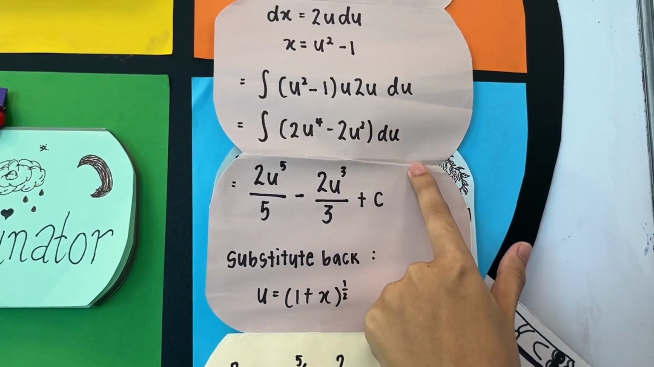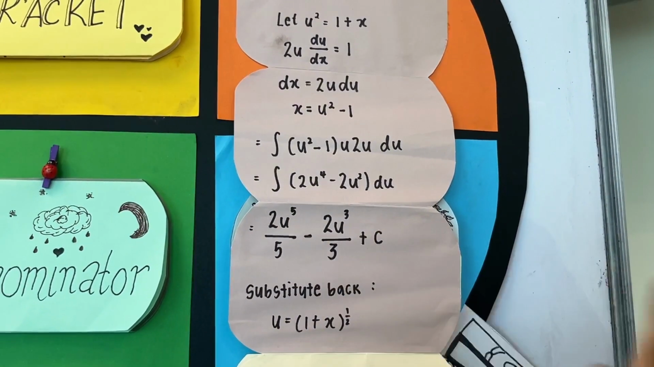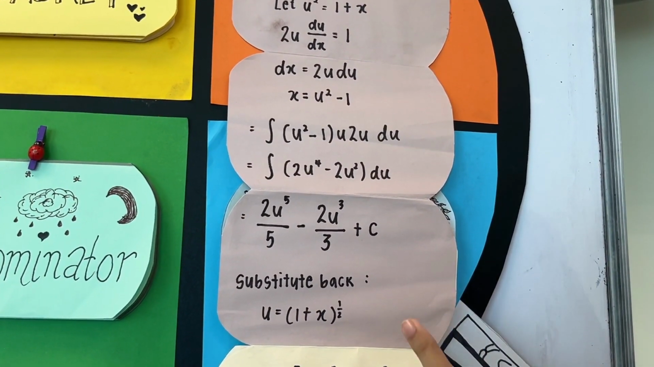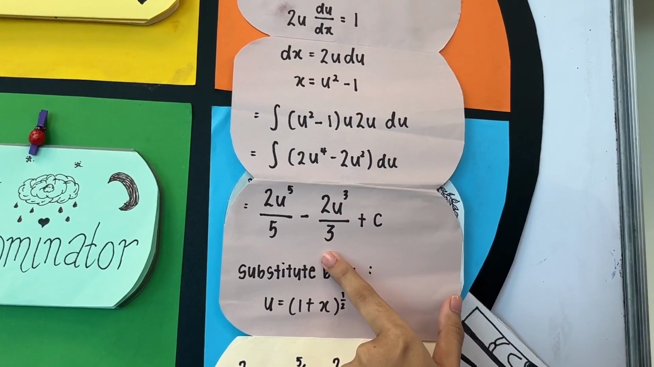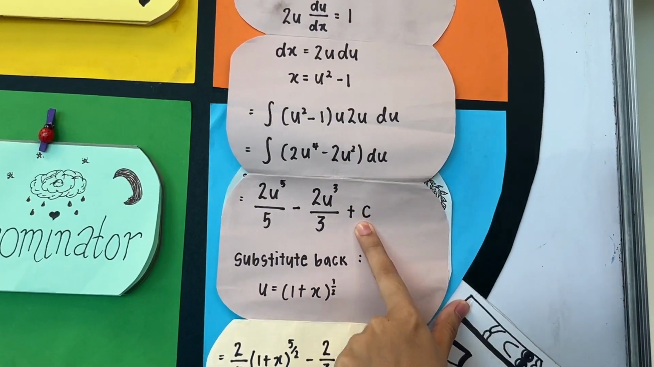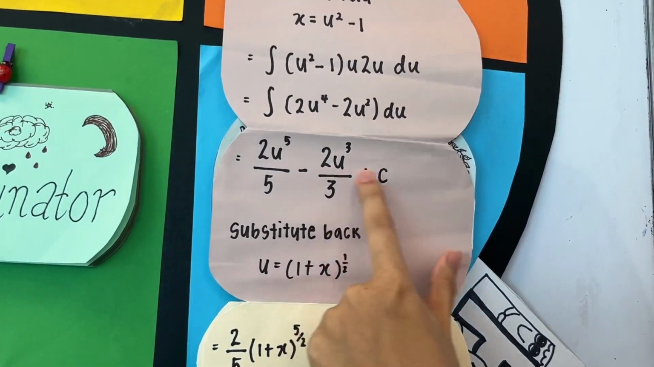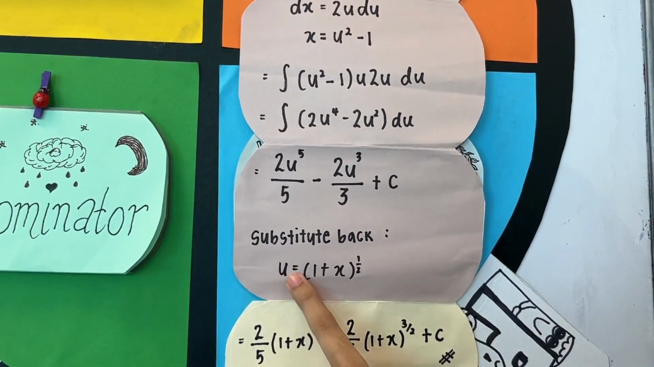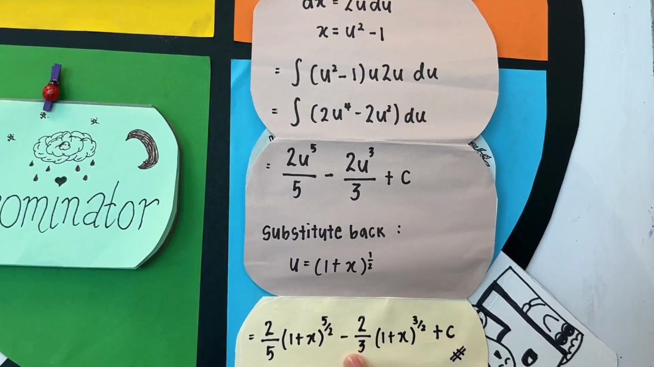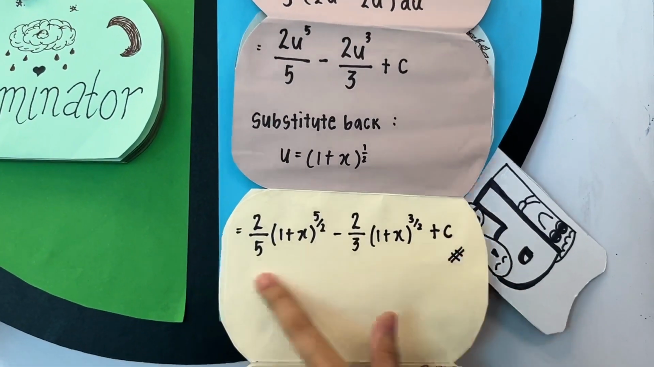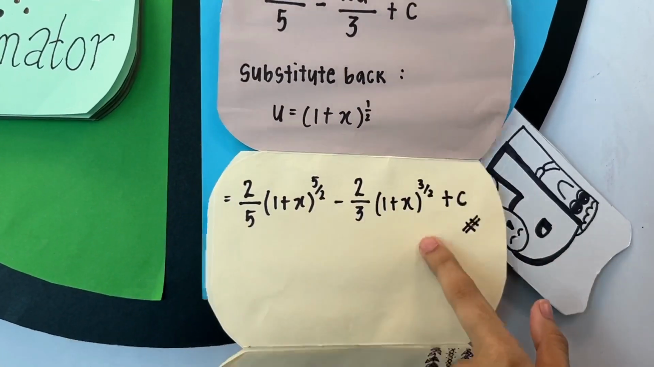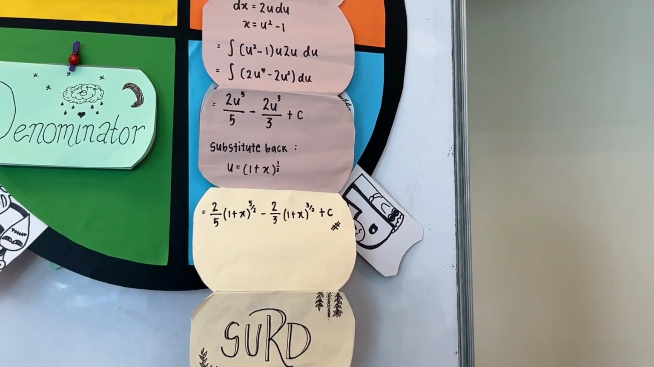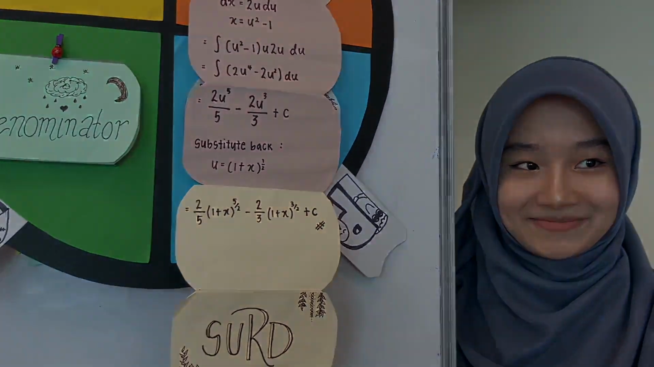And then after we integrate it, we get 2u to the power of 5 over 5 minus 2u to the power of 3 over 3, and don't forget to plus c here. And then after we get this equation, we need to substitute back the u value, and then the last one we will get like this. And when we get here, we are done with this integration by using substitution method.